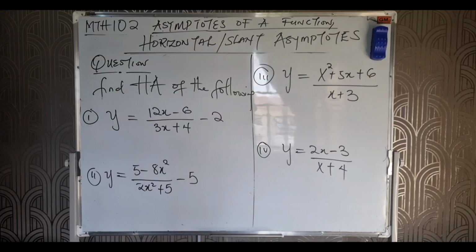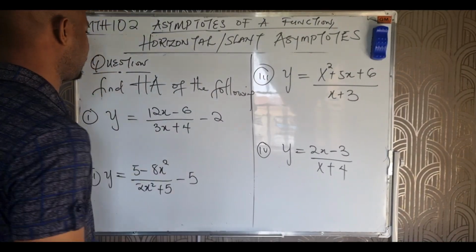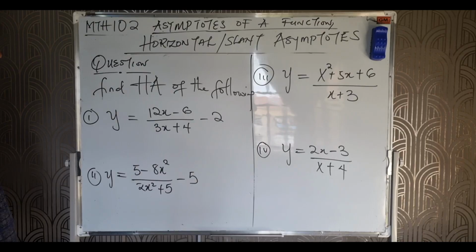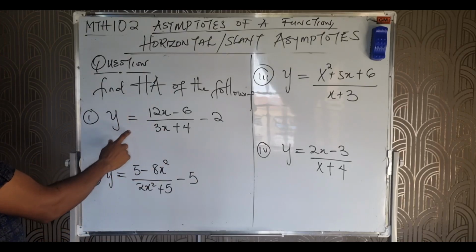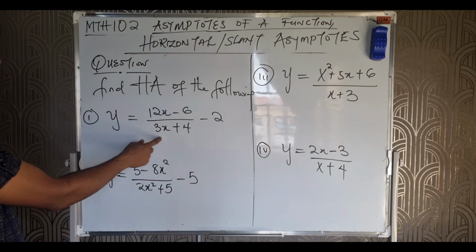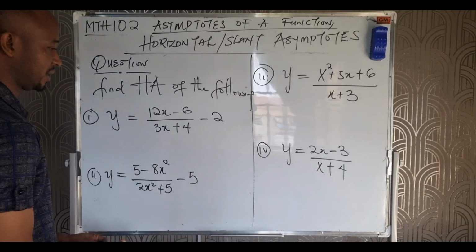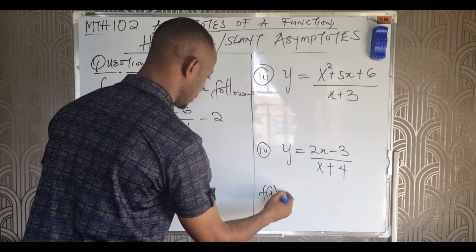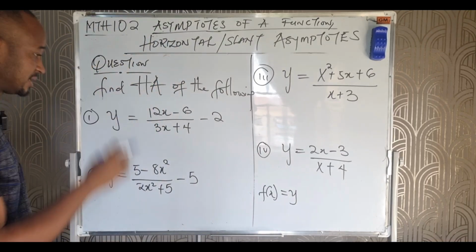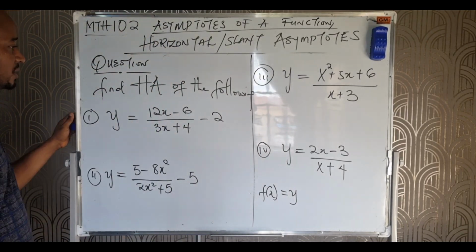Take note of this. The next question says find HA of the following. The first one we have here is y equals (12x minus 6) divided by (3s plus 4). Y here represents f of x. We can either use f of x or y to represent f of x. So look at this now.